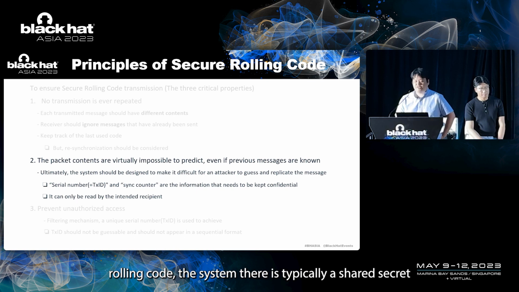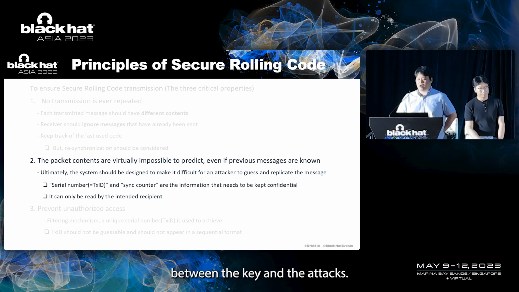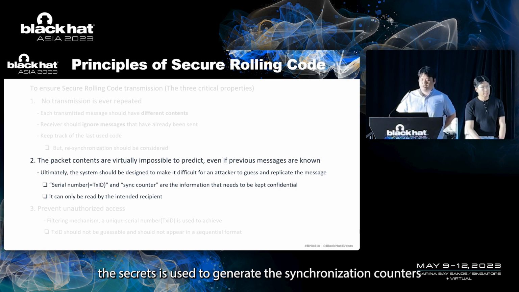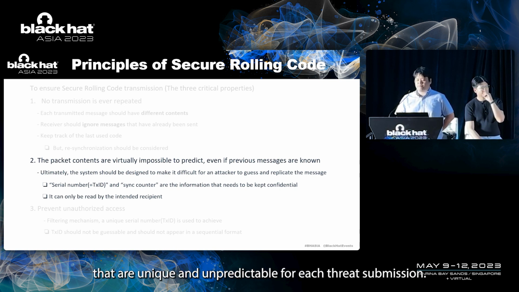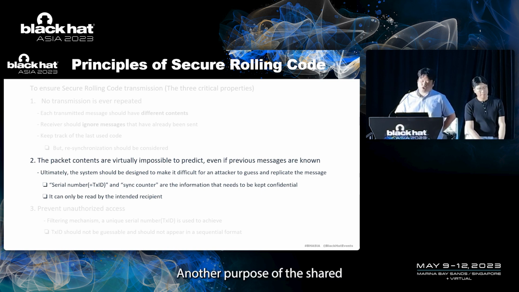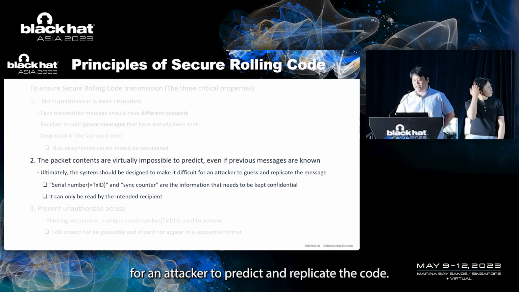In a rolling code system, there is typically a shared secret between the TX and the RX. This shared secret is used to generate synchronization counters that are unique and unpredictable for each transmission. Another purpose of the shared secret is to encrypt the entire content so that it can only be read by the intended RX. This makes it difficult for an attacker to predict and replicate the code.